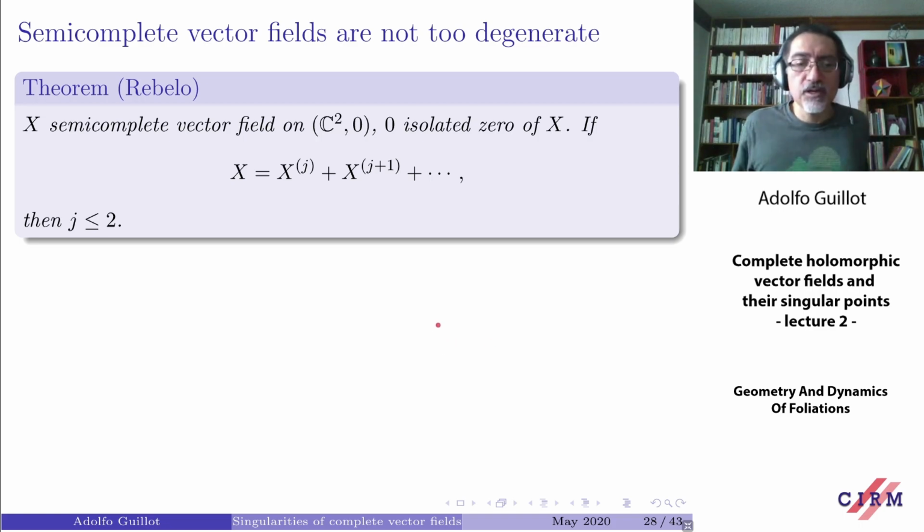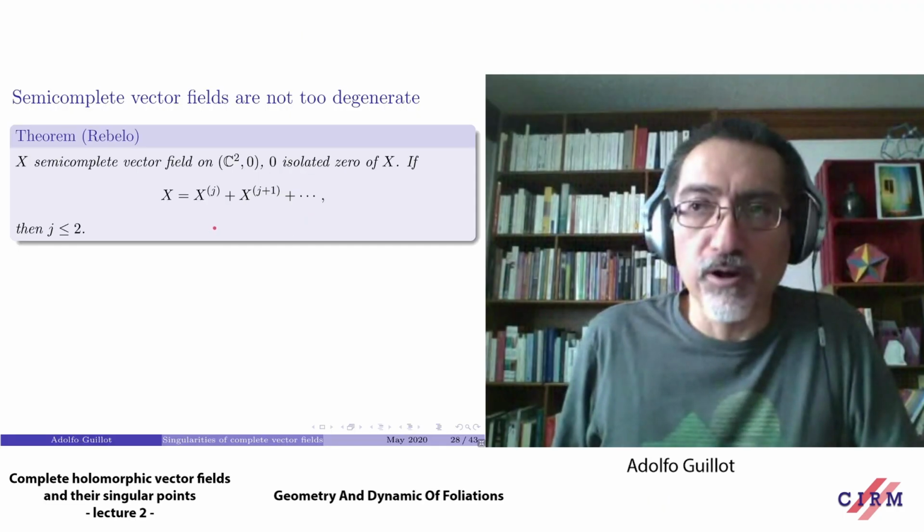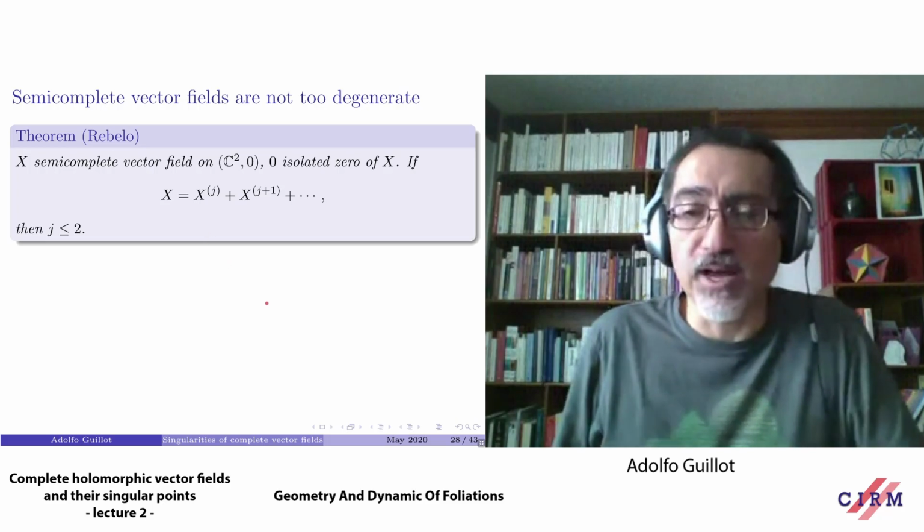So the theorem is this one. Suppose X is a semi-complete vector field in a neighborhood of the origin in C2, and 0 is an isolated zero of X. If you take the Taylor development of X around the origin, it starts with a jth term and then a (j+1)th term. Rebello's conclusion is that j is at most 2. So if you have an isolated singularity of a vector field, it cannot start at order 3 or more. It has to start with a linear or a quadratic part.